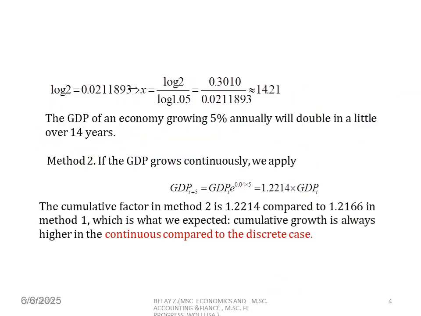Both sides, log 2 is equal to 0.21893. X is equal to log of 2 over log of 1.05. It becomes 14.21. The GDP of an economy growing 5% annually will double in little over 40 years. To double itself, it needs 40 years.